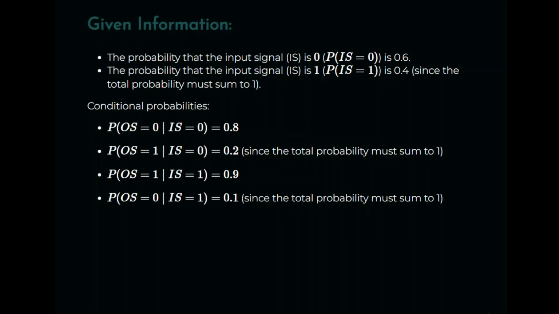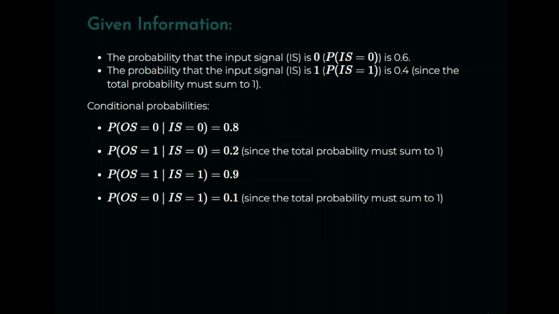Okay. So what I'm going to do here is just use the notation, the terminology IS, input signal, and OS, output signal. Because if I just use I and O for input and output, and when we have zeros and ones, it'll get very confusing very fast. So IS, OS is input signal and output signal.